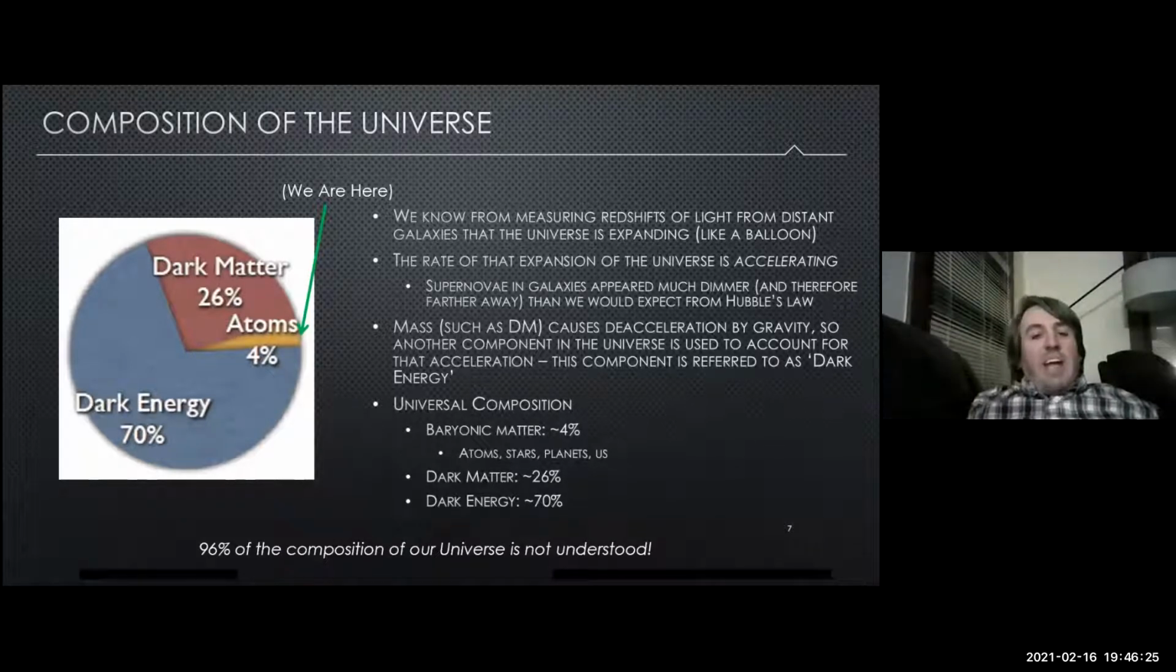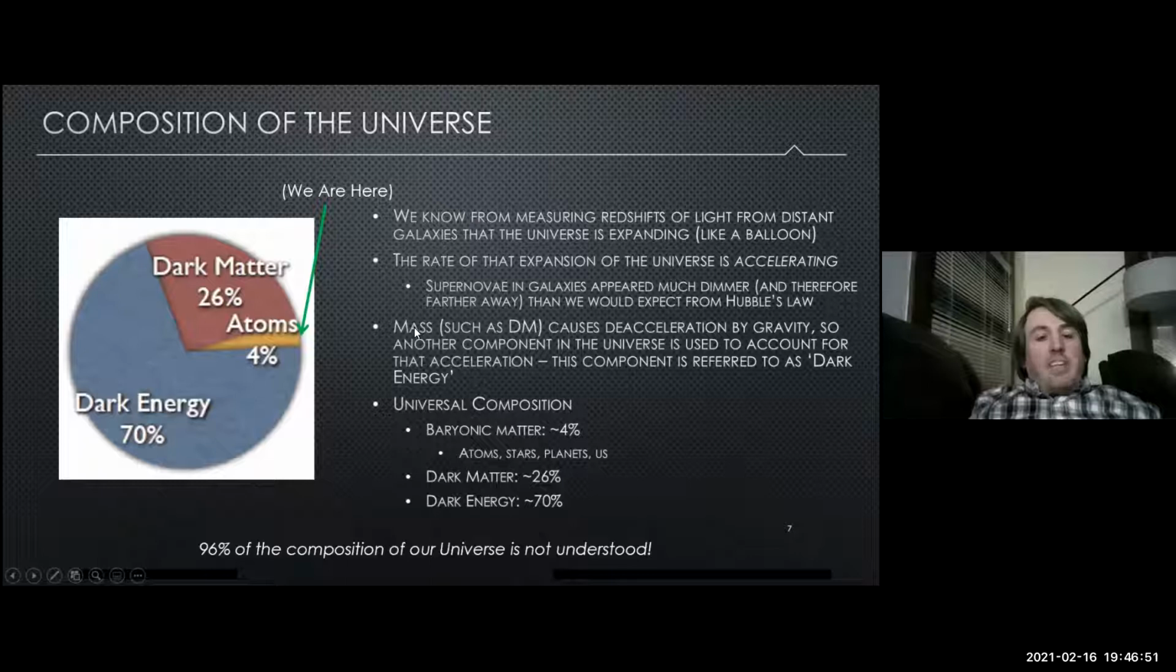And we know that the rate of that acceleration is speeding up. And so we know that these things are happening, but we don't know why. And this is dark energy. So this is the big part of the pie chart here, is that the galaxies are pushing away from each other, and we don't really fully understand the cause of why that's happening.